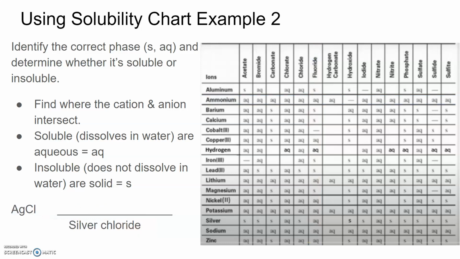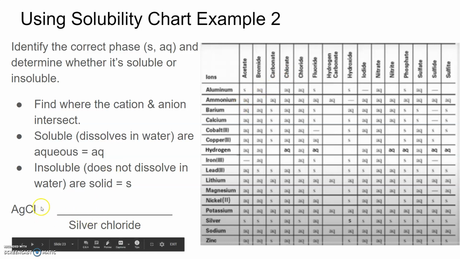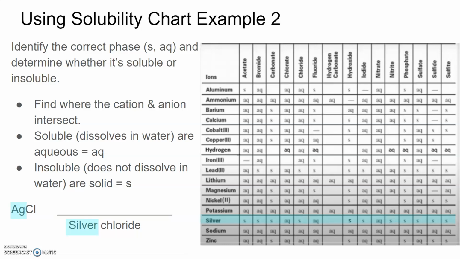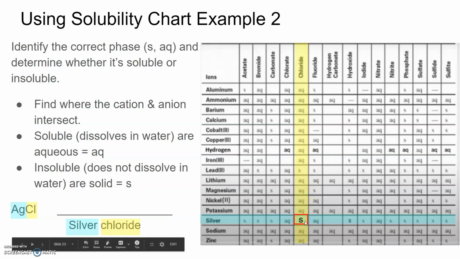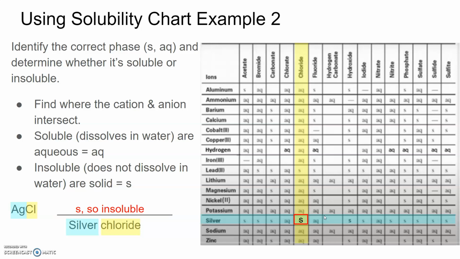Let's do the same thing for our next example. So we'll start with silver chloride. We'll start with the cation, and we'll look along the side for silver. Found silver. Now I've got to look for the anion, chloride. I look along the top for chloride. Found chloride. And it says it's solid. So if it's solid, that means it's insoluble, does not dissolve.